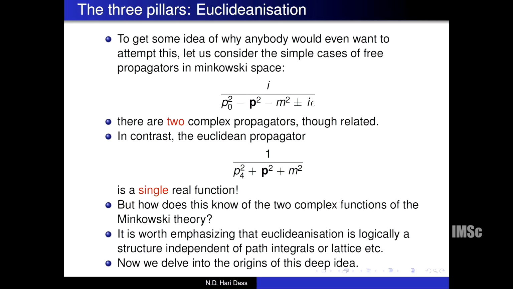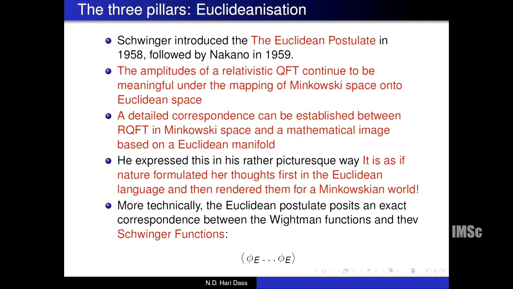Now let's get deeper into this idea. Schwinger, the great master of quantum field theory, introduced this idea of Euclideanization in 1958, 10 years after Feynman had formulated his path integral formulation. And it looks like a bolt from the blue because why Schwinger ever thought of this is not very clear. And Schwinger in his writings doesn't give any clue as to why he did things the way he did.